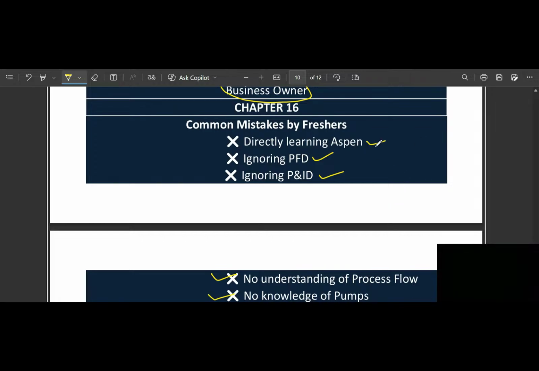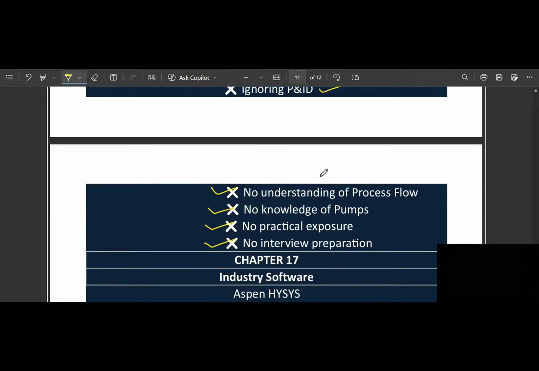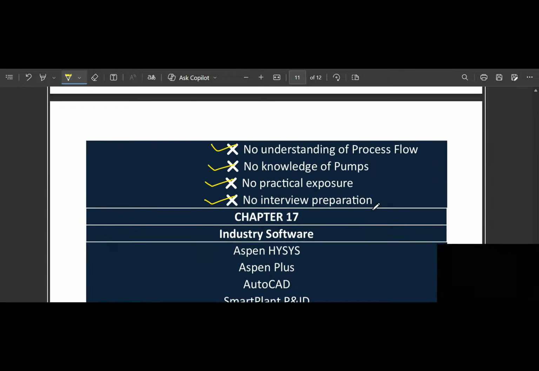Don't go directly to Aspen HYSYS. Okay, it will not work for you as a process engineer. As a fresher, it will not work for you. Try to learn PFD, P&ID. Okay, try to understand what exactly process flow is. Then you should learn pumps, how pumps actually work. Okay, how pumps are actually selected, and get some practical exposure.